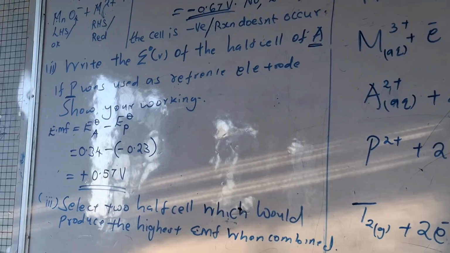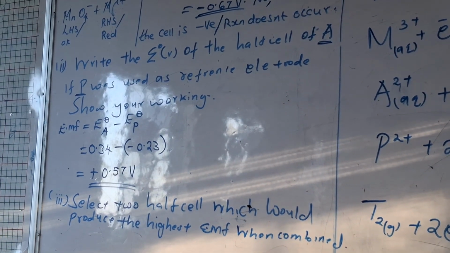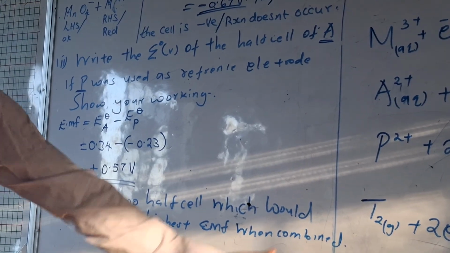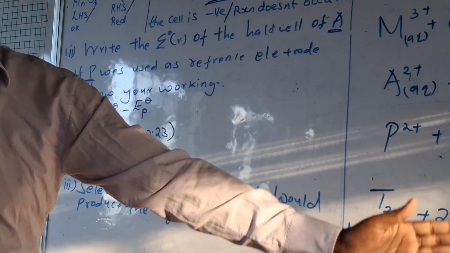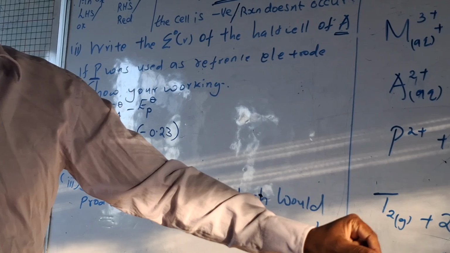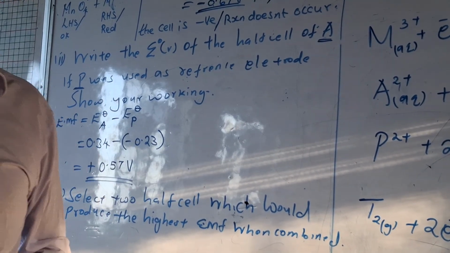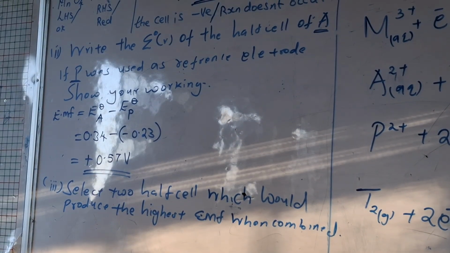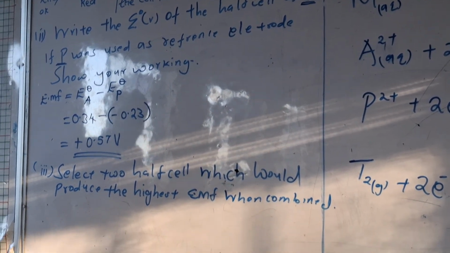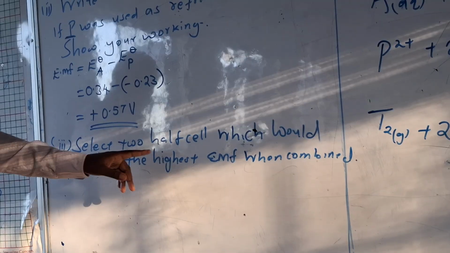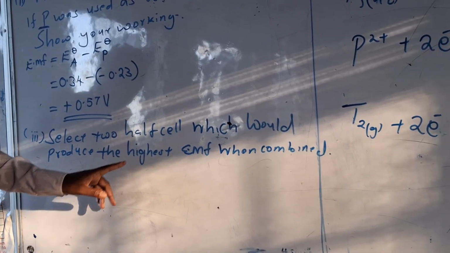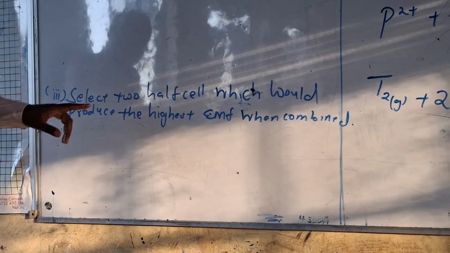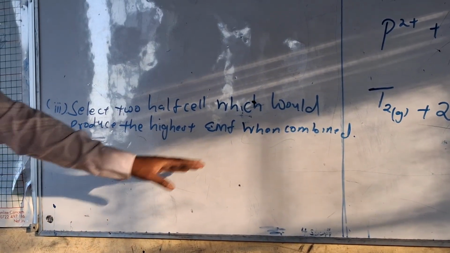Are we together? I hope you have noted. To get the reduction potential of any electrode, what do you do? It is the reduction potential of that electrode less the reduction potential of the reference electrode. Are we together? Yes. Now, the next question is this. Select two half cells which would produce the highest EMF when combined.